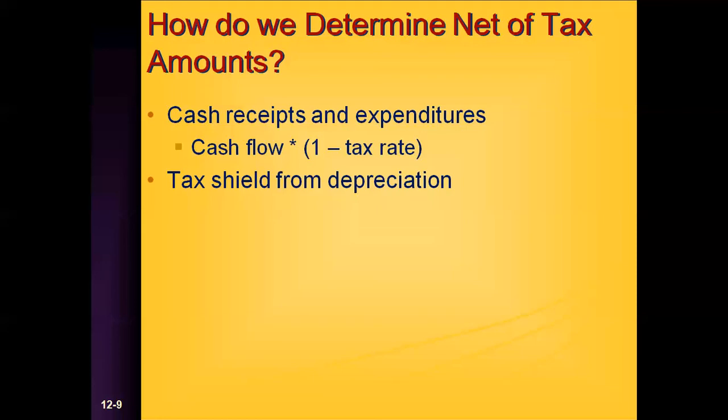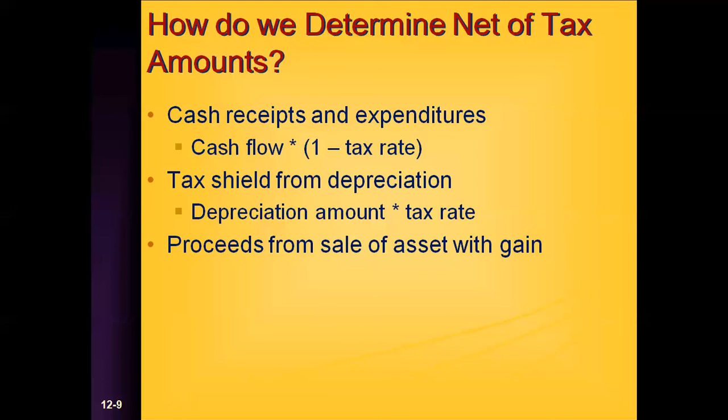Now we're going to talk about the second thing, which is the tax shield from depreciation. Depreciation, as you know, is a way to account for the use of an asset over time, but there really isn't necessarily a cash expenditure associated with that particular expense. And so therefore it is a tax shield. So the calculation here is you take the amount of depreciation that you're going to be allowed to use over time, and you multiply that by the tax rate. That helps account for the net of tax amount.